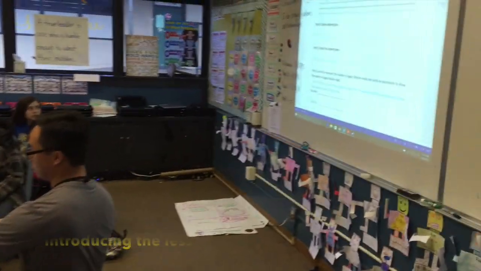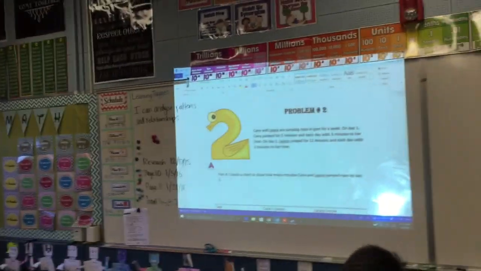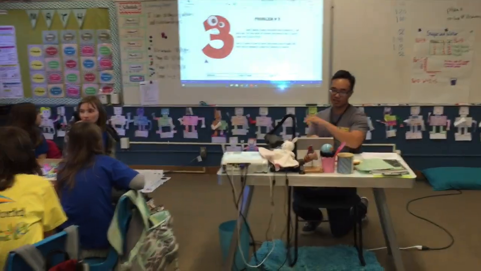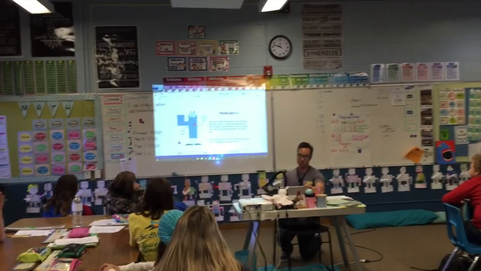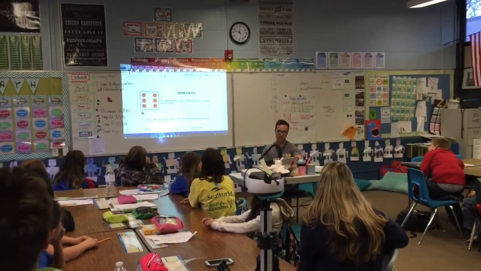If you're problem number two, you are going to do this one. A duck, swan, a bear. A golden. Problem number three, that's you. Piranha fish. Problem number four, that's you. Five. Six. And that's it.